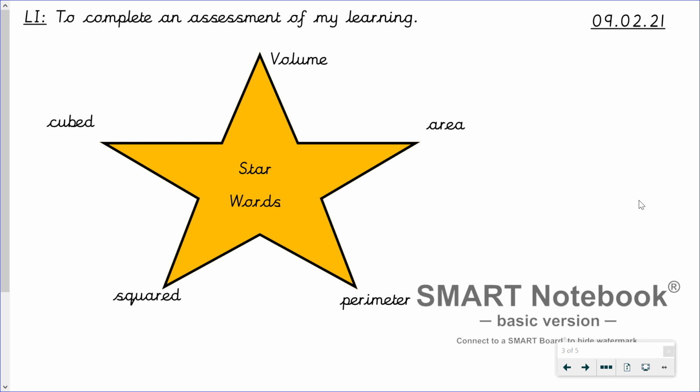Now today your learning intention is to complete an assessment of your learning. Star words are all the words we've been looking at: volume, area, perimeter, squared and cubed are the important ones to think about.